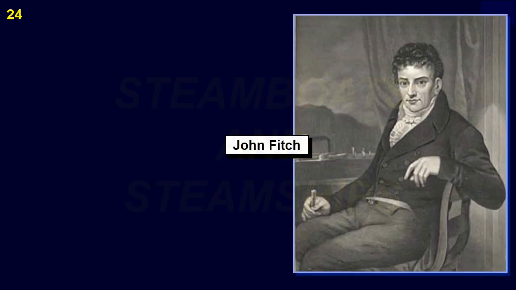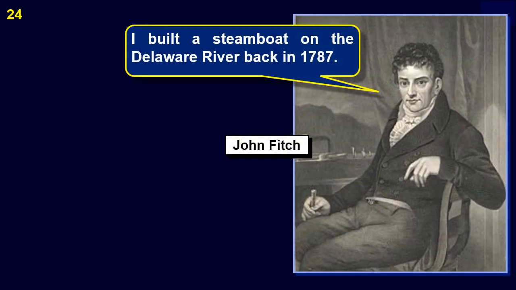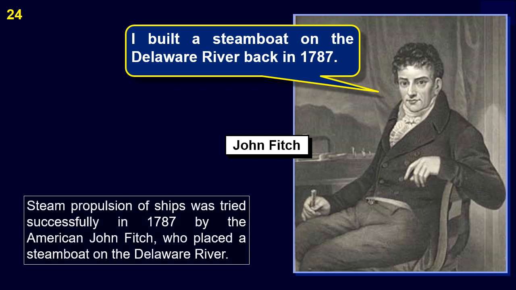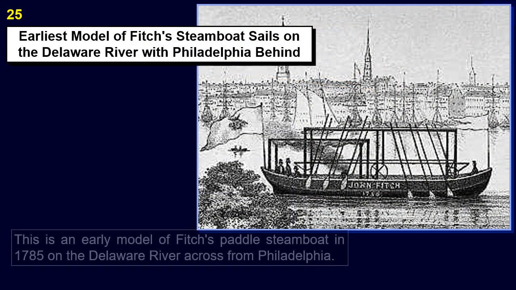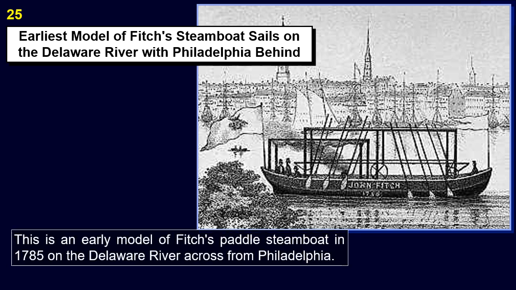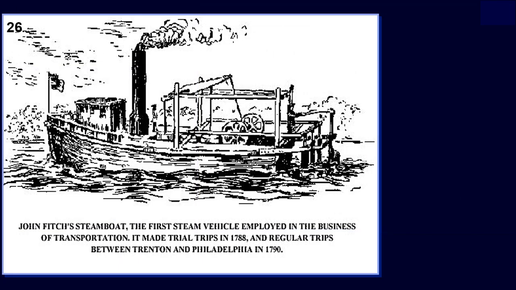Steamboats and steamships. Steam propulsion of ships was tried successfully in 1787 by the American John Fitch, who placed a steamboat on the Delaware River. This is an early model of Fitch's paddle steamboat in 1785 on the Delaware River across from Philadelphia. This is John Fitch's steamboat.